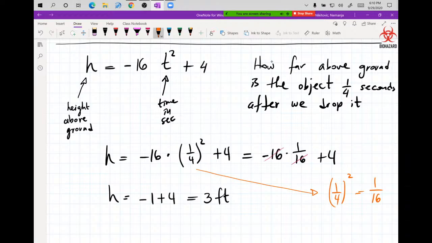We good? Yeah, do you mind not going as fast moving forward?